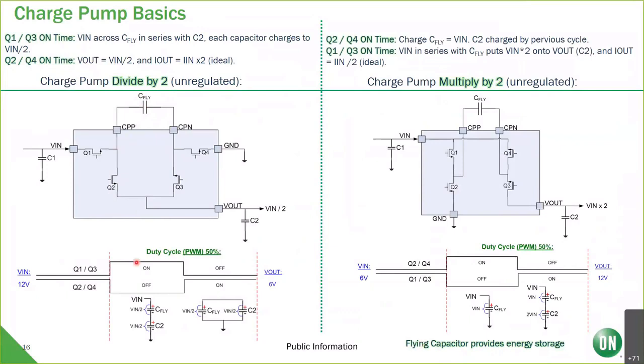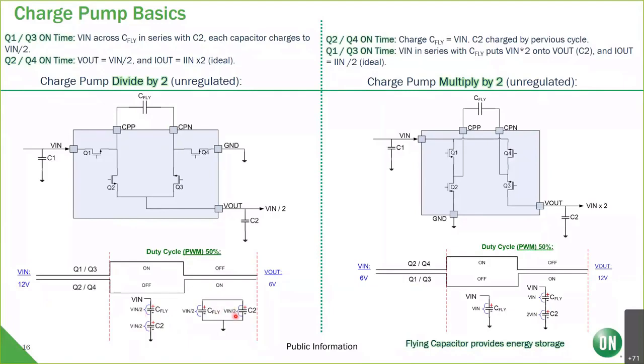So basically, if you duty cycle these FETs, Q1 and Q3 are paired, Q2 and Q4 are paired. When Q1 and Q3 are on, you put the C-fly in series with C2 over here, and you put that across VN. In this case, VN is 12 volts, and each one of these caps will charge to VN divided by 2. Then you switch them and put them in parallel, and you put that out to the load.